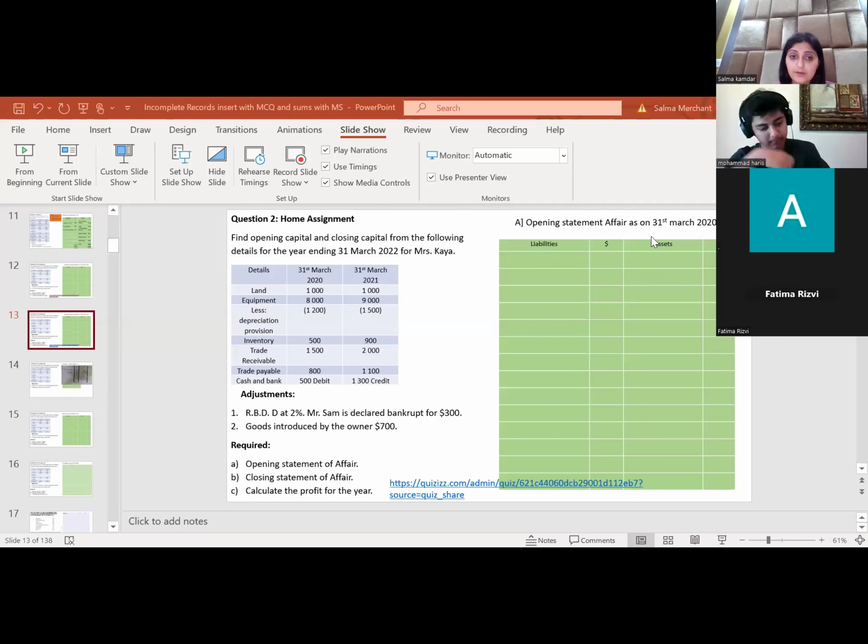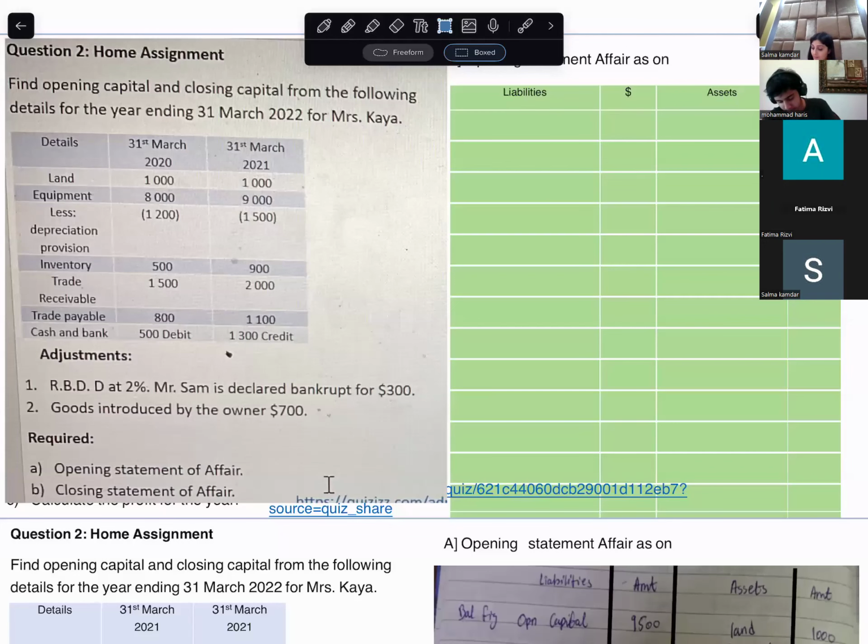Are you with me? Right. We want to make the opening statement of affairs. Can you see my screen? Yes, Miss. The PPT. Can you tell me what I'm writing now? We're doing the second sum. We have to find the opening capital and closing capital for 31st March 2020 and 2021 for Mrs. Kaya. Are you with me?